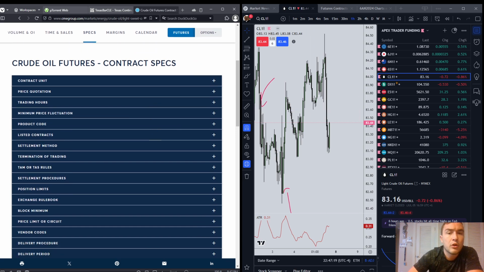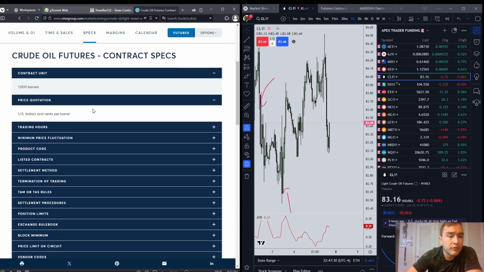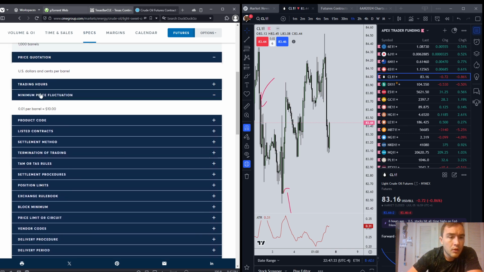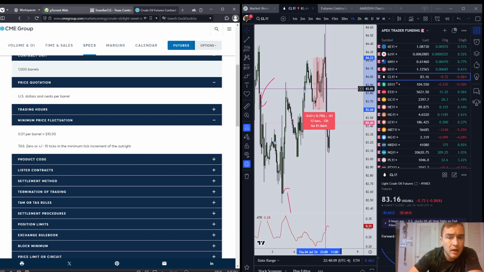Let's look at our specifications here for CL. Contract unit, 1,000 barrels. So every time that you trade one of these, you're notionally trading 1,000 barrels of oil. Price quotations, US dollars and cents per barrel. Minimum price fluctuation is 0.01, which is $10. So guys, every cent is $10. For example, let's say that we sold short the CL at $84.23 and we covered at $83.63. That is 60 cents. So guys, you'd make $600 per contract on that move. So the CL, what you need to know is it is a $10 per tick contract.